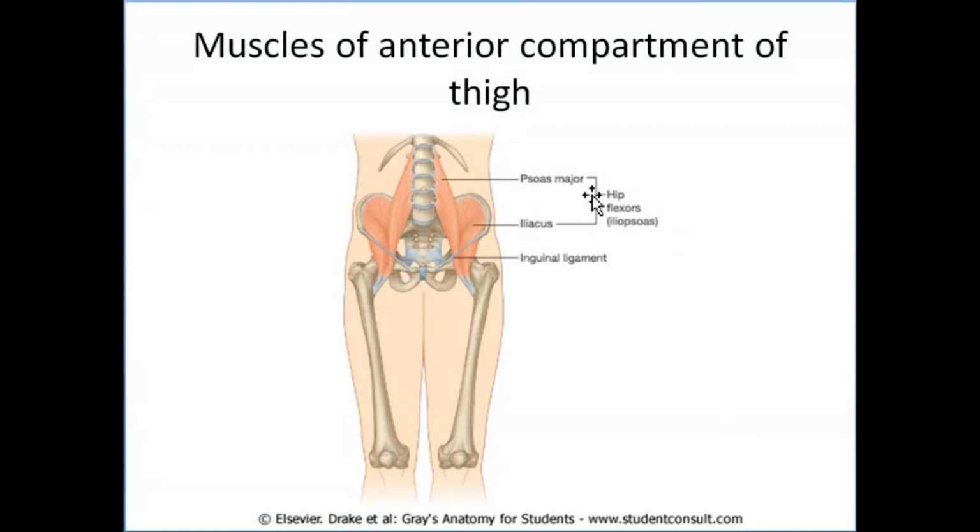Iliopsoas has a common action as well as a common insertion. The origin is different and the nerve supply is different, but the insertion and the action are similar. So what do you call it? Iliopsoas. What is the action? This will do flexion at the hip joint. If I ask you which muscle is responsible for extension of the hip joint, can you tell me? Gluteus maximus, right.